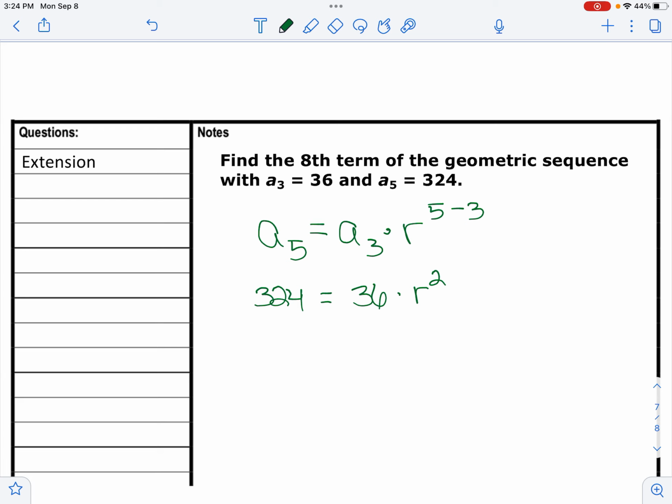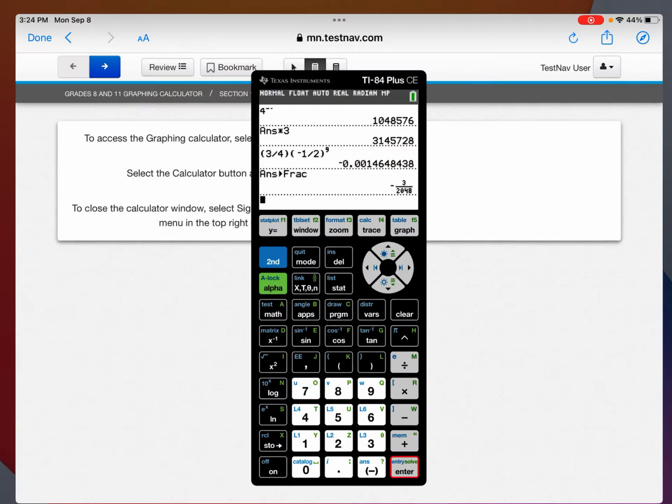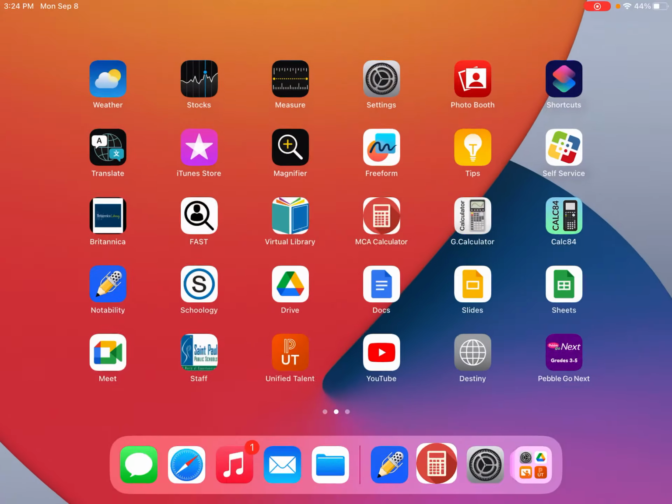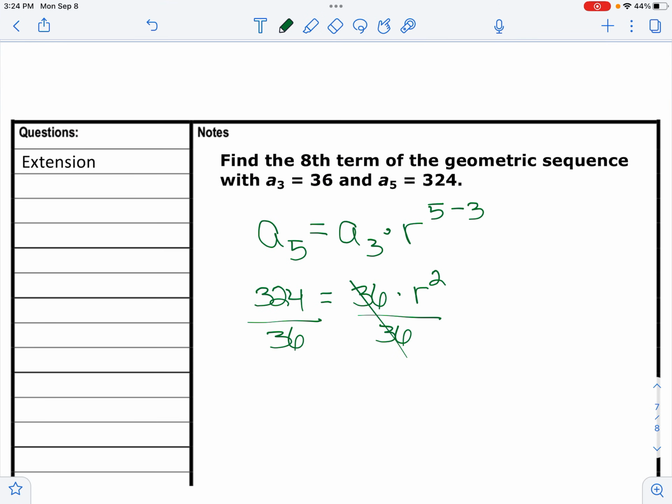Once we know the common ratio, then we're good. All right, so to solve this, I first need to get rid of 36. So I'm going to divide by 36 on both sides. So 324 divided by 36 is 9. Okay, then to get rid of the squared, I'm going to take the square root.